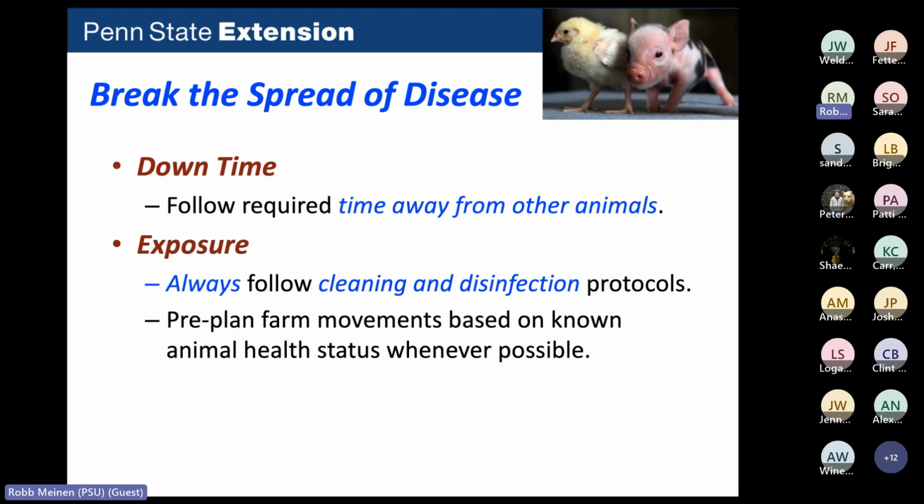Here are two important things that help break the spread of disease. One, we just call downtime, if you're not familiar with that. All that means is it's a time that you're away from animals. I mentioned I manage swine. Our veterinarian and our service person always visited us on a Monday. That way, they could have 72 hours of downtime, meaning they were not around any other pigs for Friday, Saturday, or Sunday before they came to our farm.